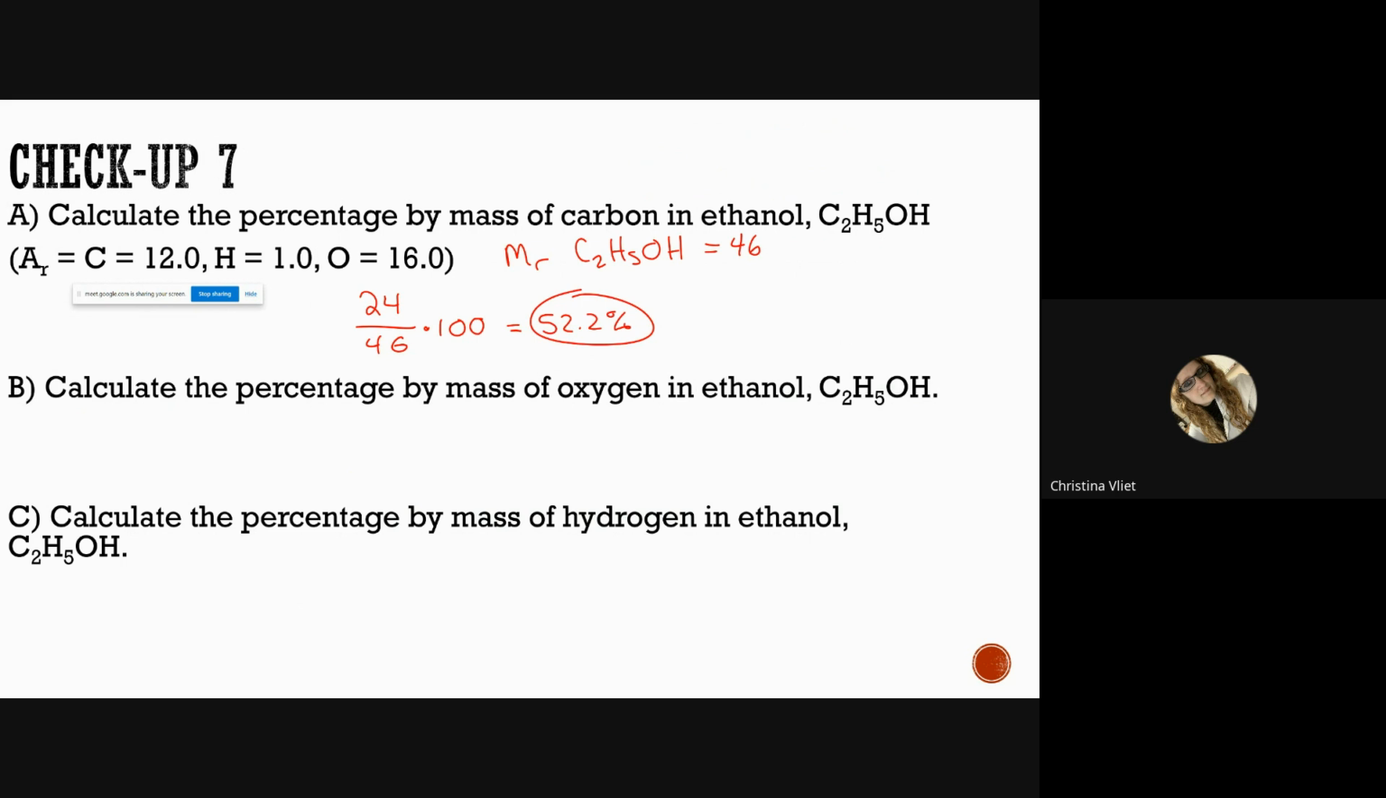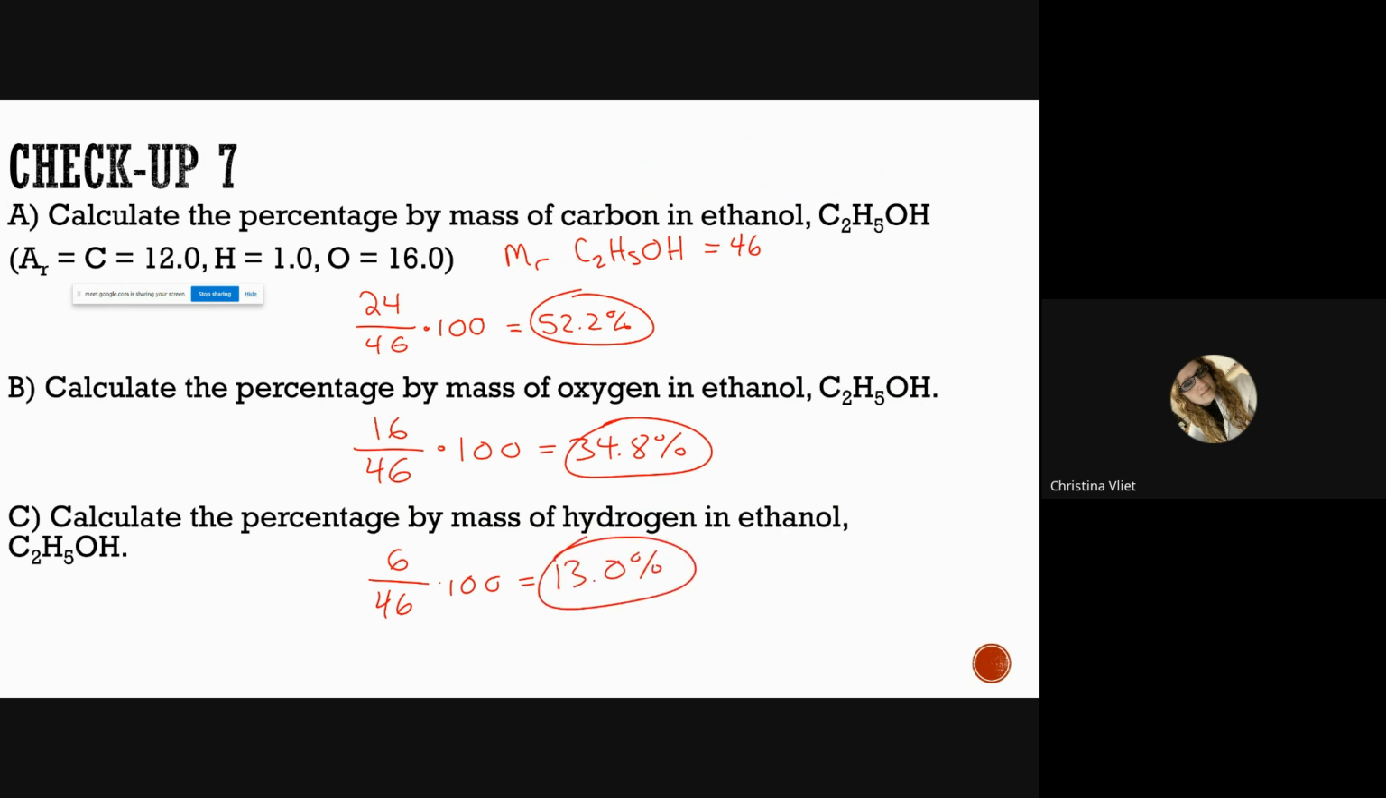That's correct. Now what will we do for oxygen? What is the mass percent of oxygen in this compound? 16 divided by all the mass, which is 46, multiplied by 100. It's 34.8. And then hydrogen. 6 divided by 46 times 100, which is 13%.